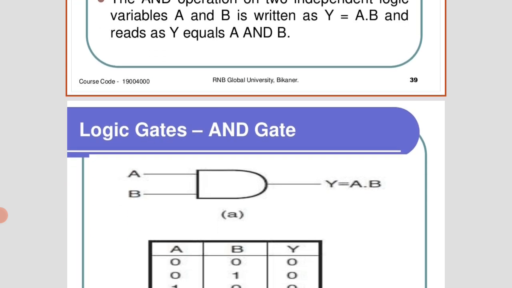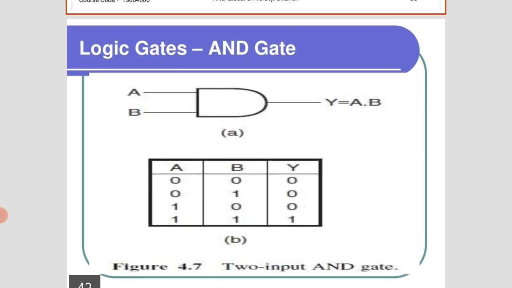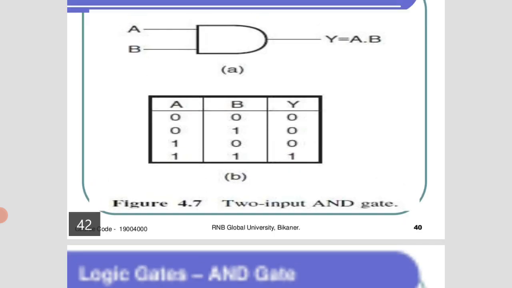The symbol of the AND gate is as shown in the figure, having two inputs A and B. Output Y is equal to A into B. For the AND gate with two inputs A and B: 0 0, output is 0; 0 1, output is 0; 1 0, output is 0; 1 1, output is 1. This is the truth table of the two input AND gate.